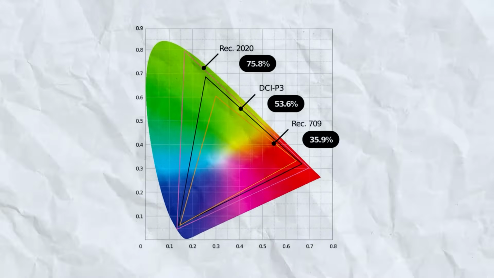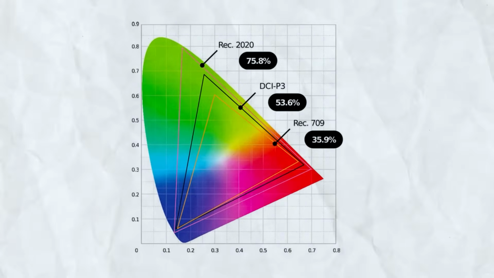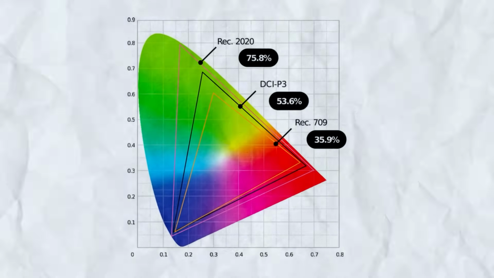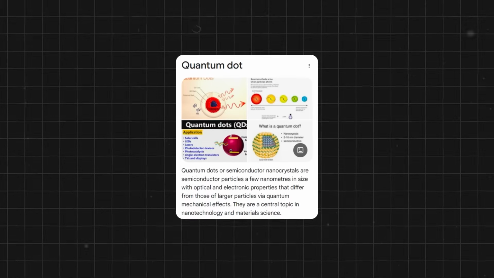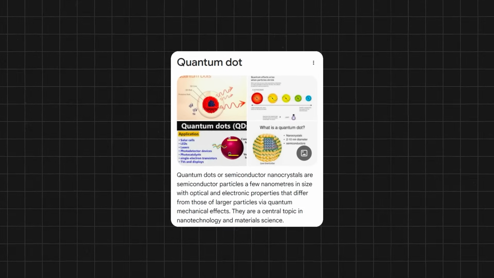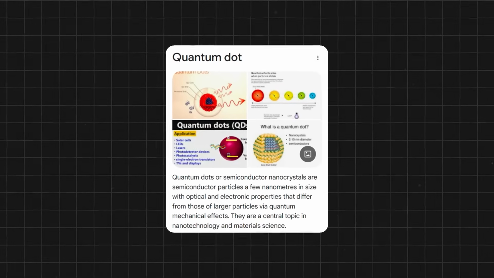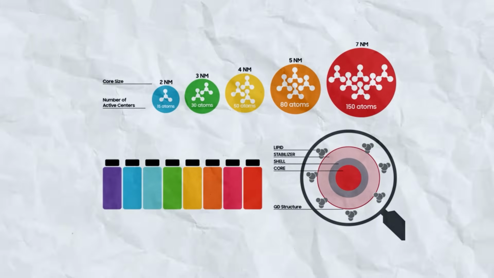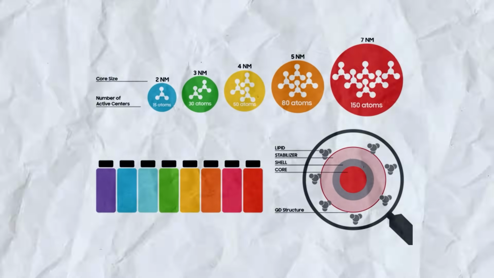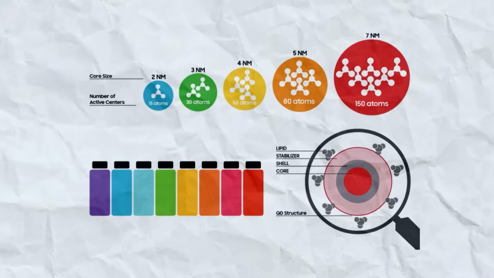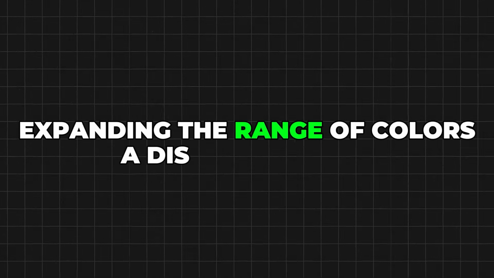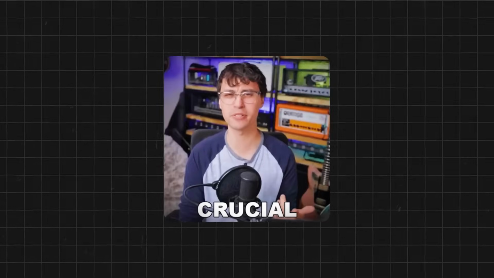The physics behind these wider gamuts involves pushing the primary colors closer to the spectral edge of the horseshoe. Engineers achieve this through advanced technologies like quantum dots, nanoscale particles that emit very specific wavelengths of light when energized. These materials can produce purer, more saturated primary colors than traditional phosphors, expanding the range of colors a display can mix. But here's the crucial point.